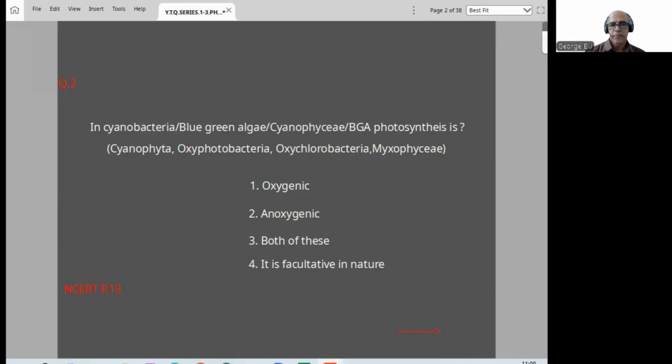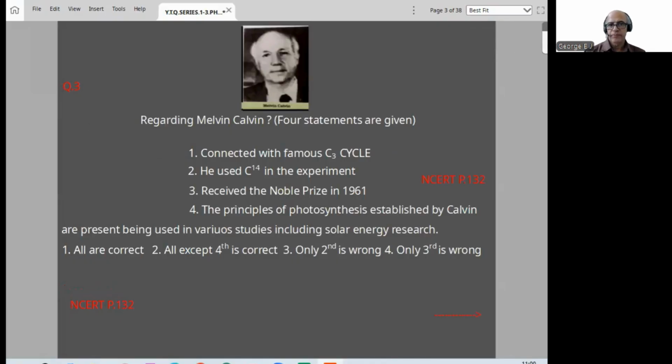References are given there, NCERT page number, everything given. Cyanobacteria, otherwise called blue-green algae, cyanophyceae, all synonyms. It even has more synonyms: cyanophyta, oxyphotobacteria, oxychlorobacteria, myxophyceae. Likewise, many synonyms are there. So basically cyanobacteria. And in cyanobacteria, we can find oxygenic photosynthesis due to the similarity of chlorophyll with higher plants. So the second question answer is option 1. Even though it is a cyanobacteria. I think the idea is clear, so we can proceed to the next question.